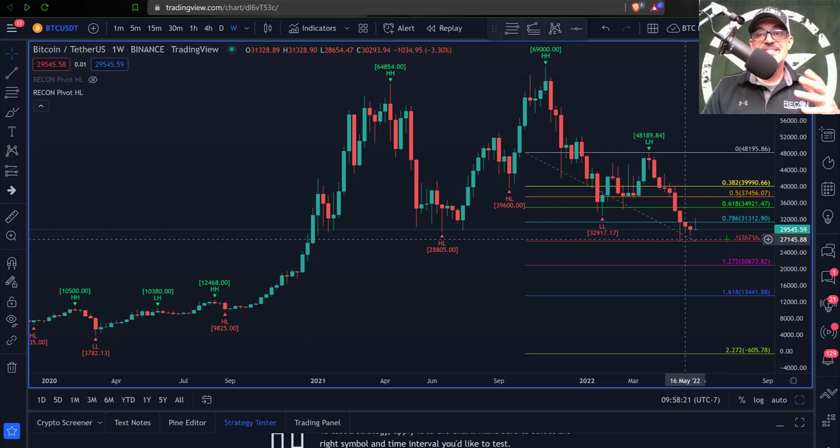Now, I wouldn't necessarily put my order right at this number. You typically want to be just above or below. In this case, I'd probably put my first order in at around 27,000. And so this level would be what I would consider a dip level.